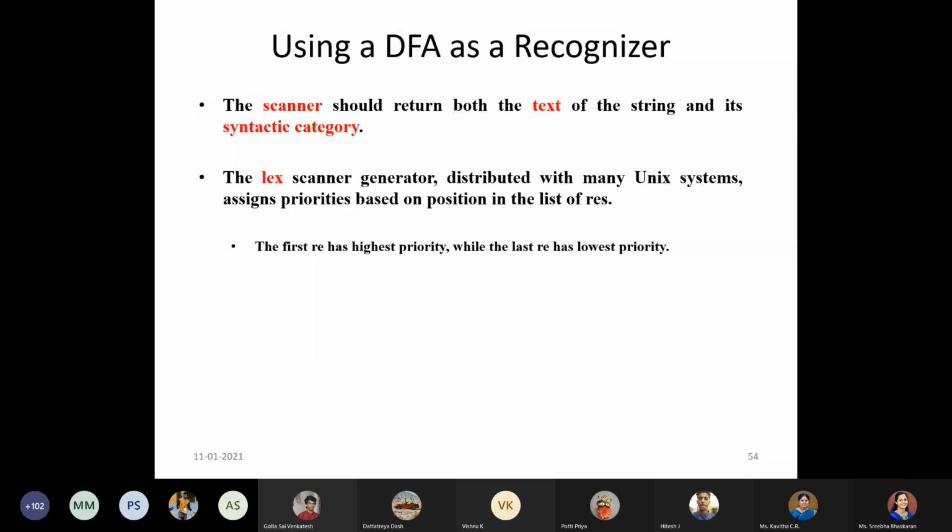So in the program, if you are having four regular expressions written, one is for identifying the variables, the other one for recognizing the keywords. Next, if you have to identify integer values, next identify floating point values.